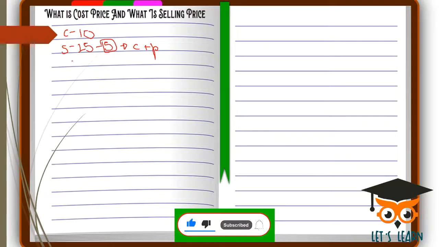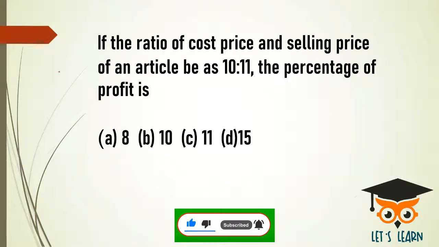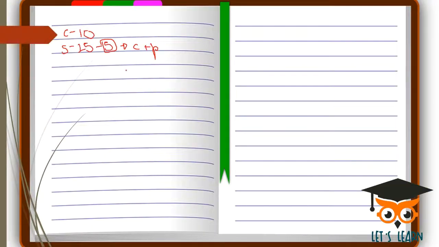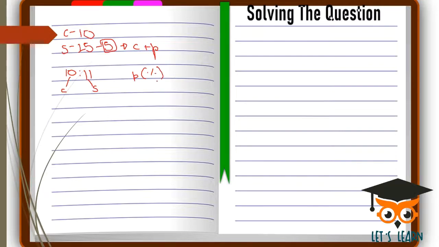And now let us start solving the question. So again, firstly let us see the ratio, that is 10:11 of cost price and selling price. Now we have to find the percentage of profit. So the ratio is 10:11. This one is of cost price and this one is of selling price. And now we have to find the profit in percentage.